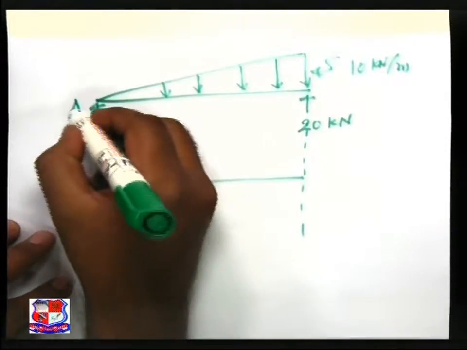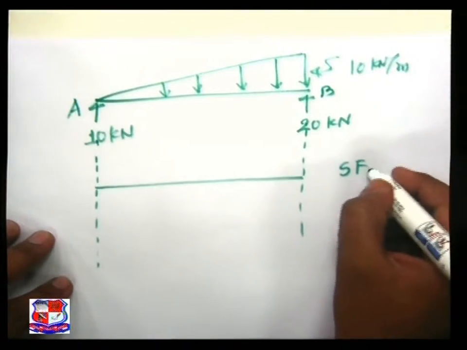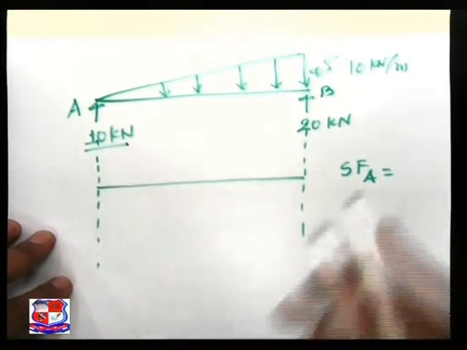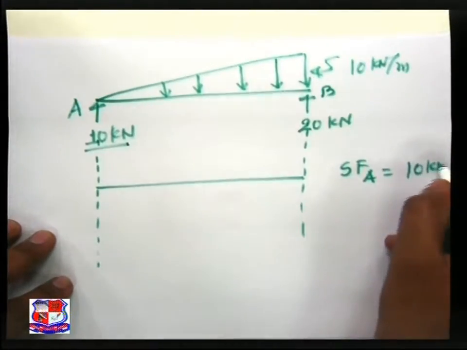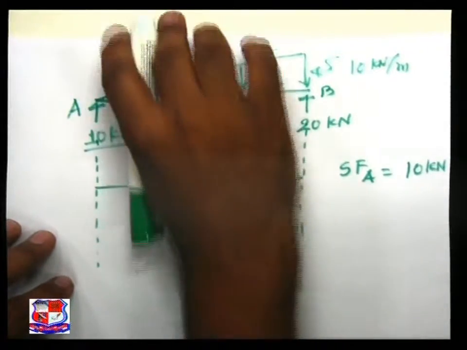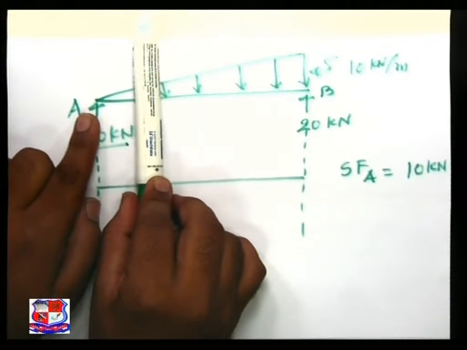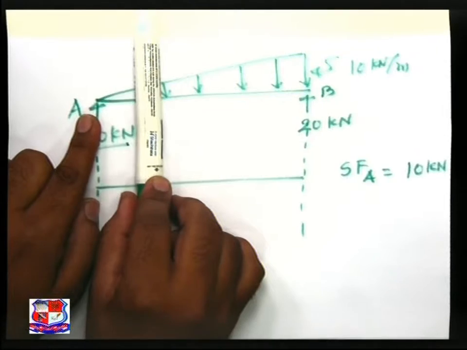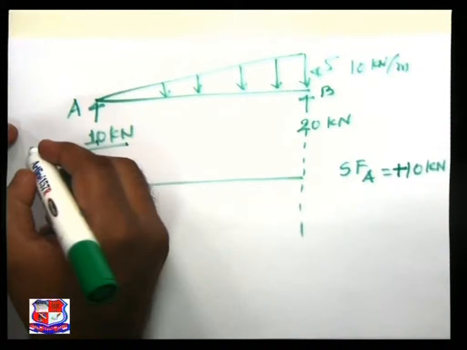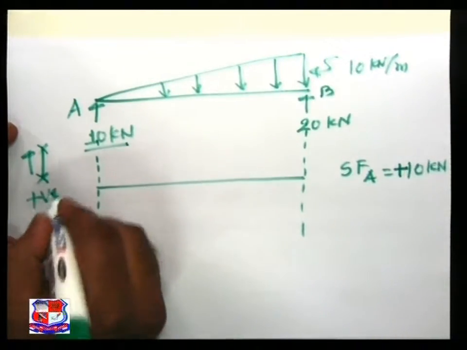This is the joint A, this is the joint B. As we know, the shear force at A is equal to nothing but its reaction itself, that is of 10 kilonewton. About the sign convention, plus or minus: if we take a section over here, section left upward, as per our sign convention it is treated as positive.